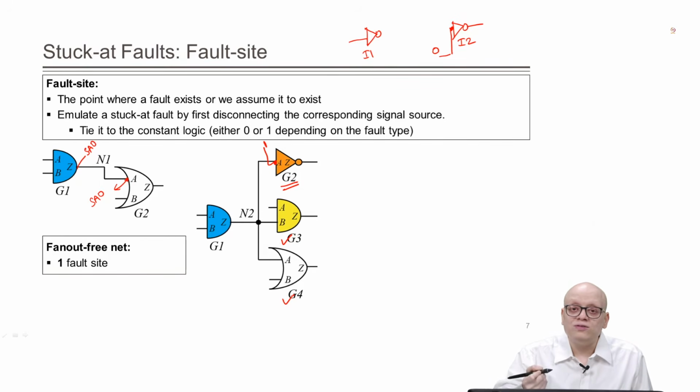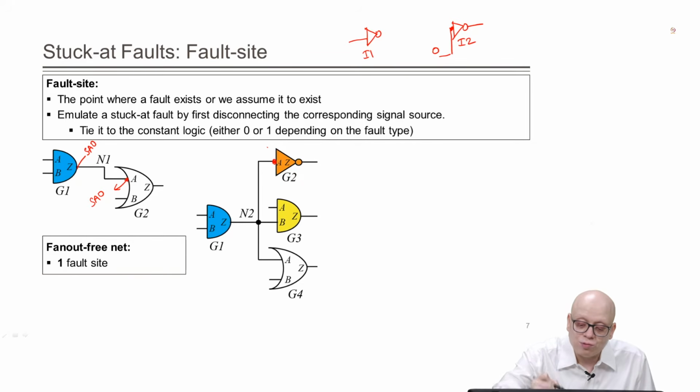So, we have to differentiate whether the input of G2 is stuck to 1, or the input of G3 is stuck to 1, or the input of G4 is stuck to 1. So, there can be 4 different ways in which a fault can happen. It can happen at this point, it can happen at this point, 3 in the fan out, plus it can happen in the output of G1.